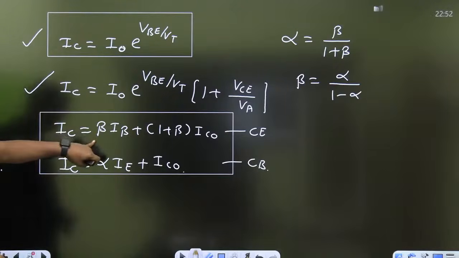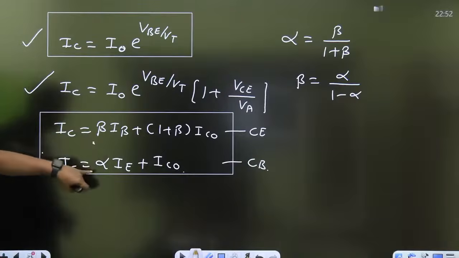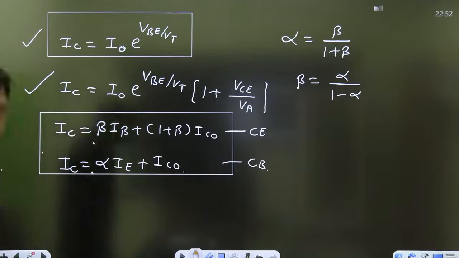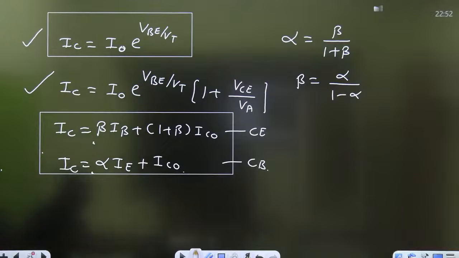Beta is called large signal current gain for common emitter. Alpha is called large signal current gain for common base. Okay, any doubt? Please ask me. Up to this point, any doubt?